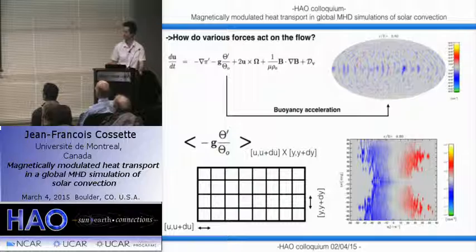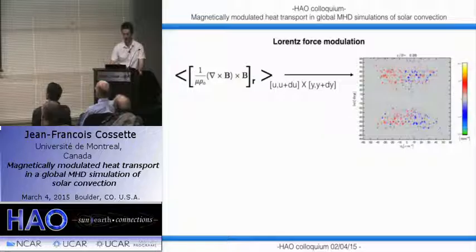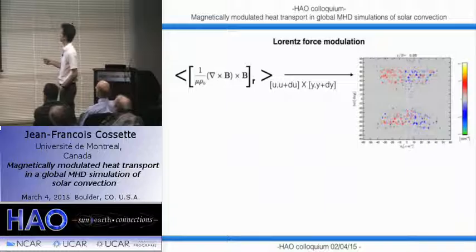And if you take the buoyancy, you get the opposite effect. So you get a positive upward acceleration in the upflows and downward acceleration in the downflows. So how exactly is the Lorentz force modulated?